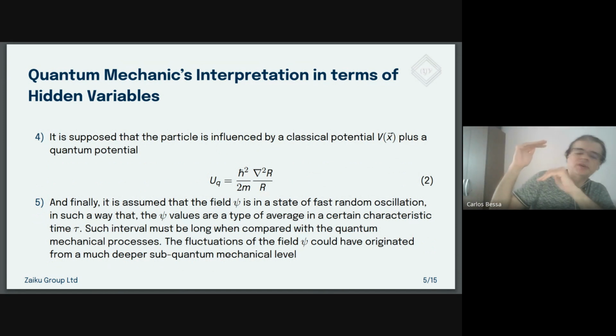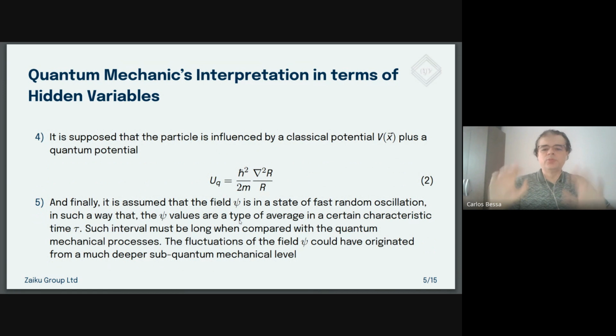So you have something subatomic that makes the dust have this type of random motion in a fluid. This is just an example. So Bohm suggests the same thing could happen here. The original fluctuations of the field psi could be something at a subquantum mechanical level, something that we can't see yet. He proposed this in the 50s, like 70 years ago, but we can't see this effect. If this is right, we could see this effect even today.